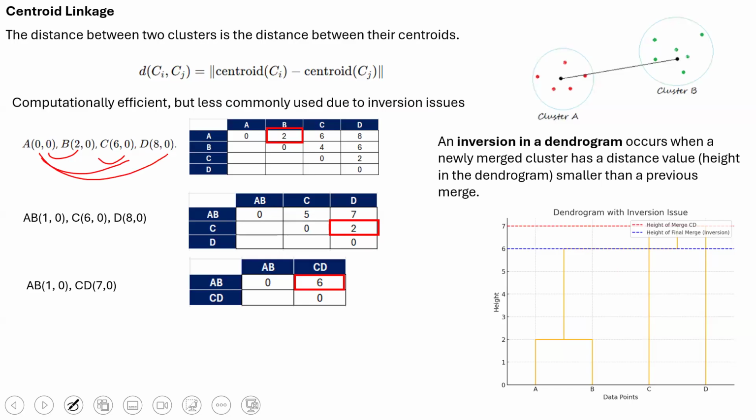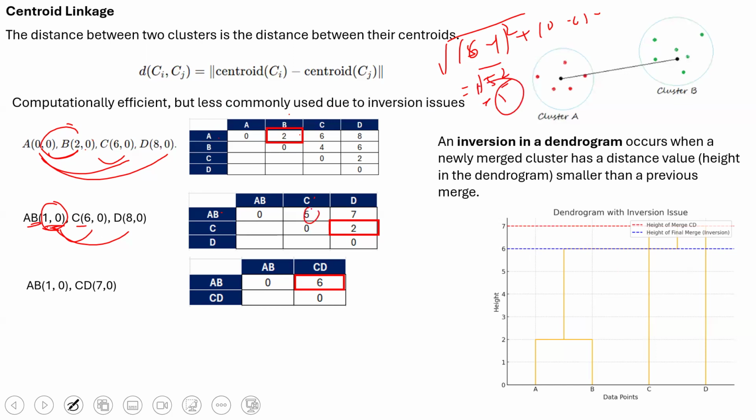Now if you look at this, the smallest here is 2. So you merge A and B. When you merge A and B, you take the centroid of these 2 points, which is 0 plus 2 by 2, which is 1, and 0 plus 0 by 2 is 0. So the centroid of the newly formed cluster is 1 comma 0. Now you calculate from the centroid to every other point. The distance from the centroid of cluster AB to the new point C is 5. 6 minus 1 is 5; that is root of (6 minus 1) whole square plus (0 minus 0) whole square, which is root of 5 square, which is 5, right?